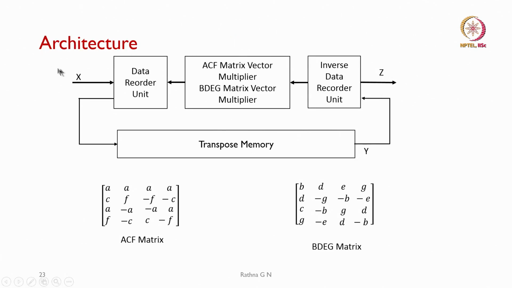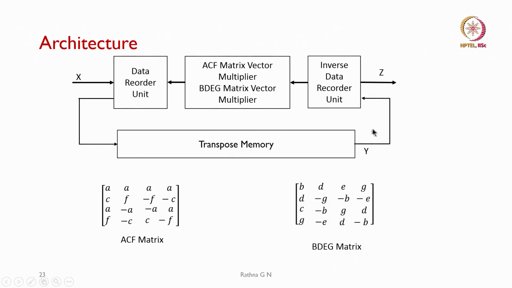X is the input, which goes to what we call the data reorder unit. Then we will have the ACF matrix vector multiplier and the other one, the BDEG matrix vector multiplier. Then we have the inverse data reorder unit, and the output is Z coming out of it. Then the same data you do a transpose in memory, get it as Y, and feed it in the reverse direction. This is our ACF matrix and this is our BDEG matrix.